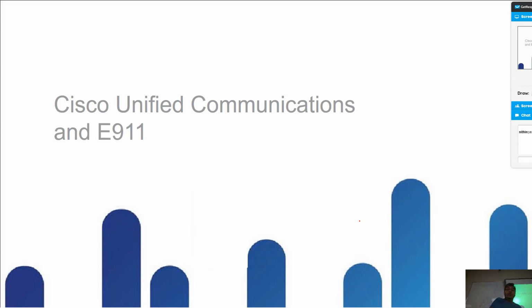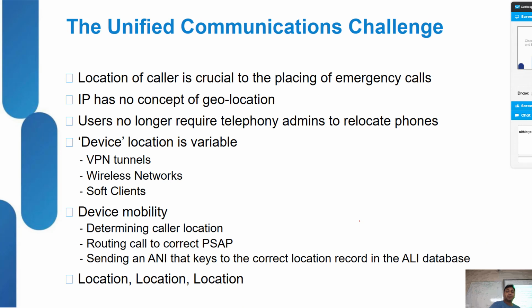Cisco Unified Communication and E911. The problem with unified communication is that the location of the caller is very crucial in terms of placing the 911 call, because an IP address has no geolocation concept. Users are no longer required to have the telephony admin relocate the phones. Device location could be variable, because today you're in Toronto, tomorrow it could be in Kuwait, the next day it could be in Qatar, and you VPN in to use your phone.